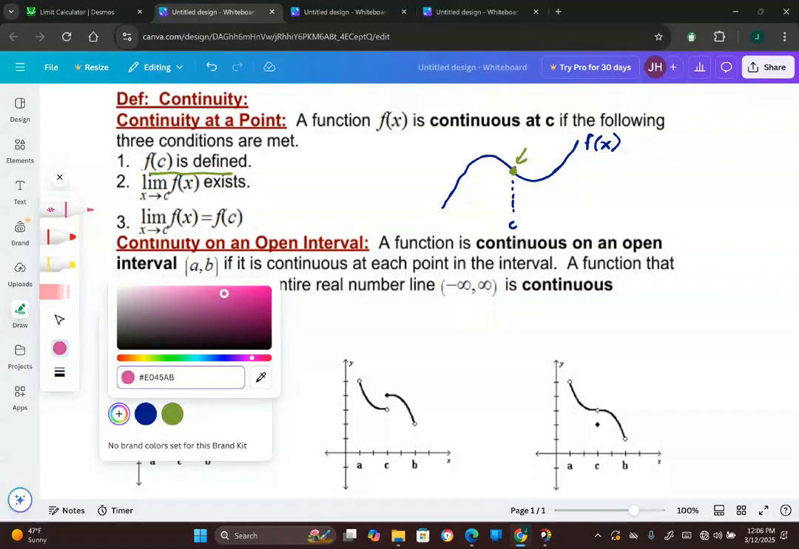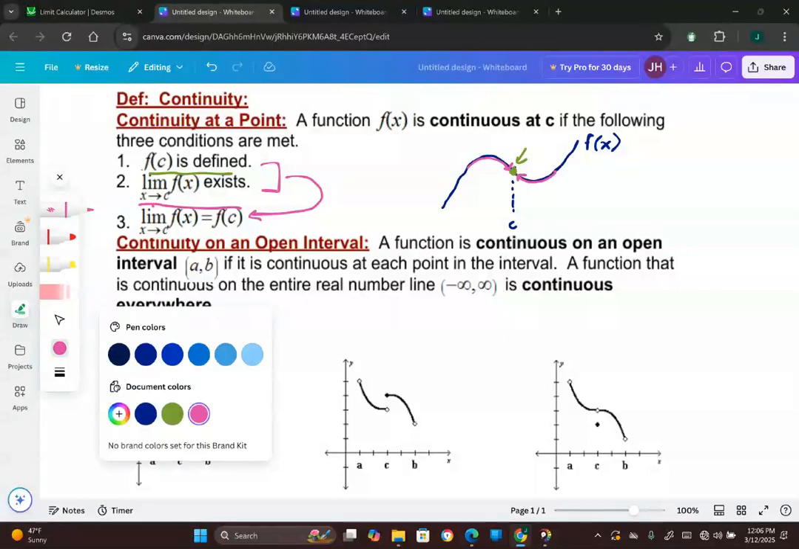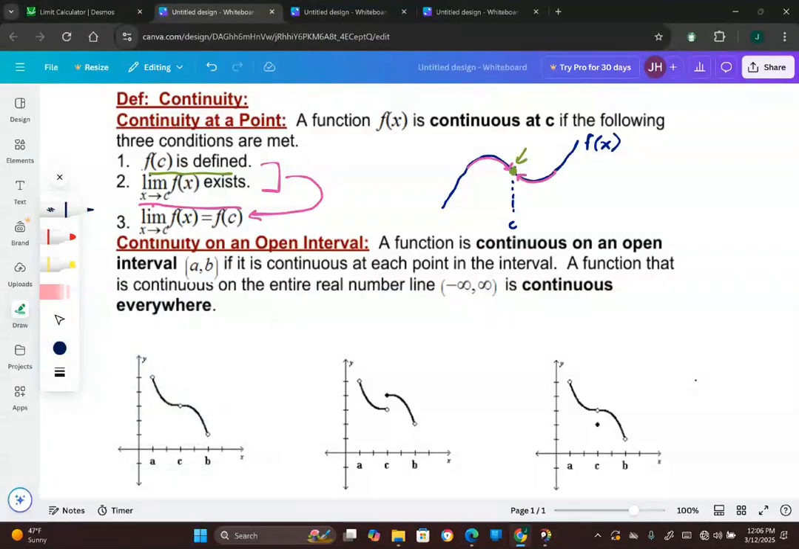Secondly, what's the second thing that has to happen? The limit from the left over here should approach the same thing as the limit from the right. The limit has to exist at c. And then, once these two are satisfied, they have to give the same value. The limit as x approaches c of f of x has to equal f of c for the function to be continuous. This is the definition of continuity when we're talking about calculus.